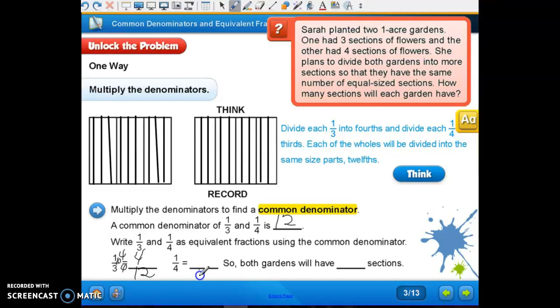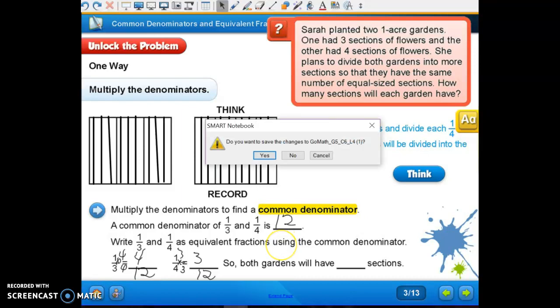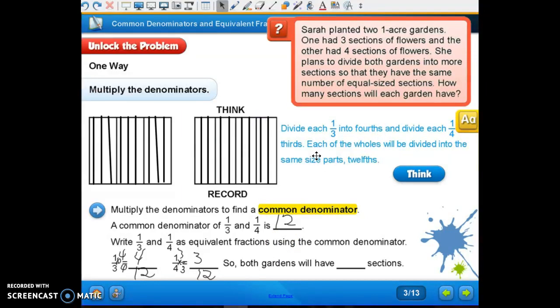What do I have to multiply 4 by to get to 12? 3. If I multiply my denominator, I have to multiply my numerator. So 1 times 3 is 3. So both gardens will have, what is 4 plus 3? 7 twelfths. So both gardens will have 12 sections.